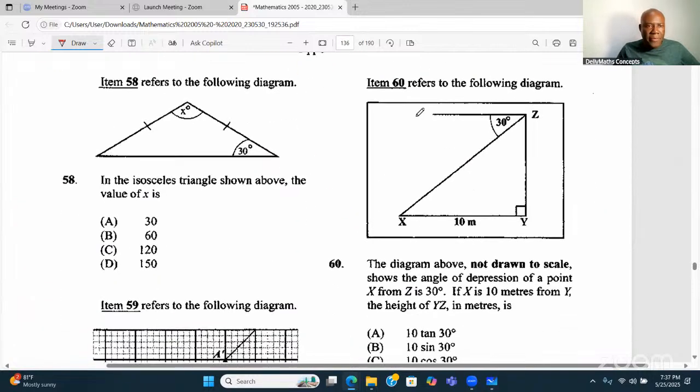58. All right, 58 says the isosceles triangle shown. So even if they never said isosceles, you could see the markings. These symbols mean that these sides are the same. And since they met at x, x is different, meaning the angles opposite to the sides that are the same will be the same, right? So you could see 30 will be here. Again, let me say this. The angles opposite to the congruent sides are equal as well.